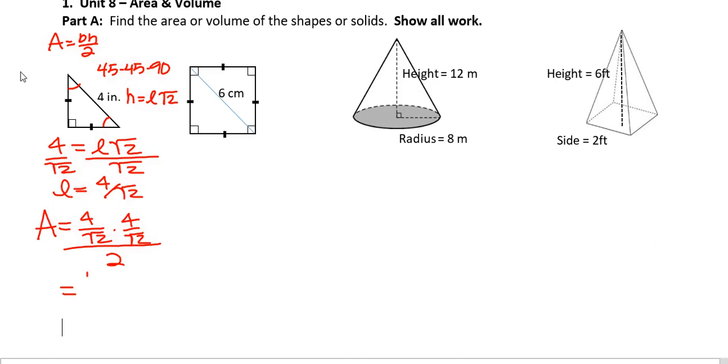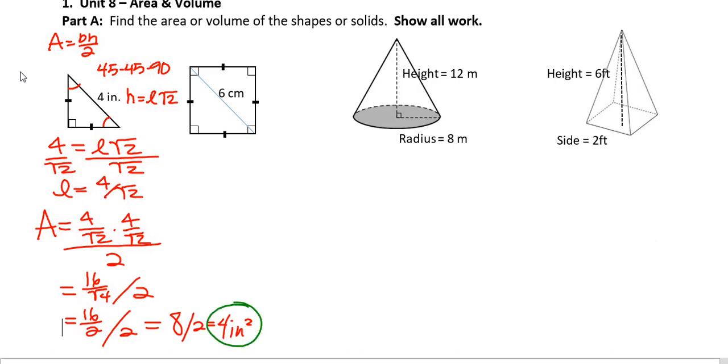So our area is going to be 16 over the square root of 4, again, all of that divided by 2. So that's going to be 16 divided by 2, all of that divided by 2. That's going to be 8 divided by 2, which is going to give us 4. And this is going to be inches squared, because that is area. Area's answers are always going to be squared.